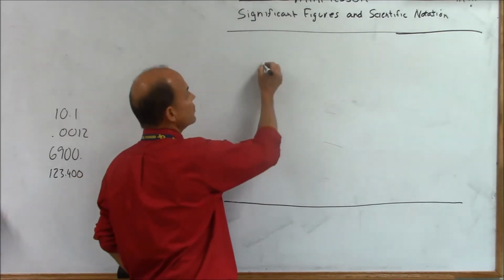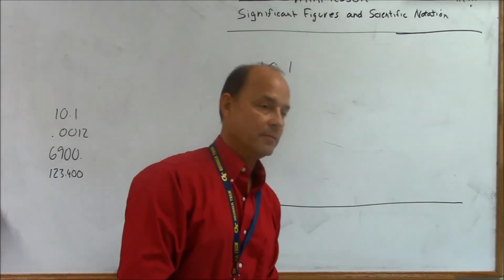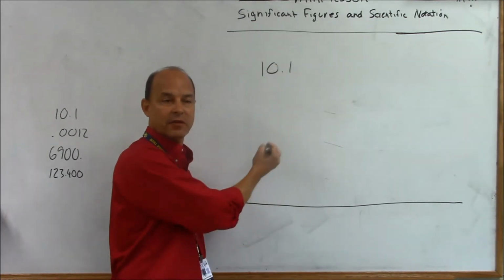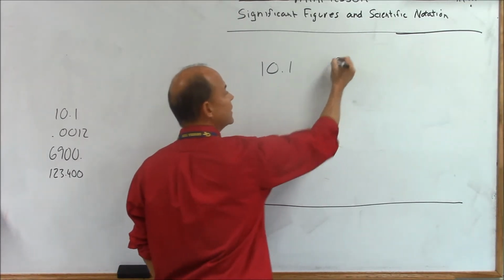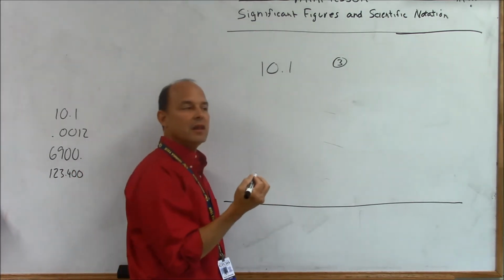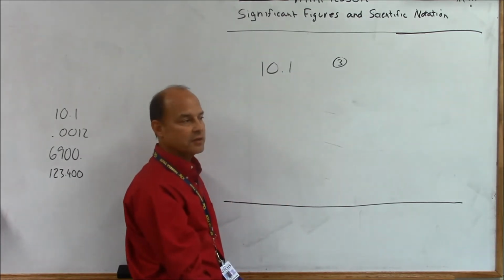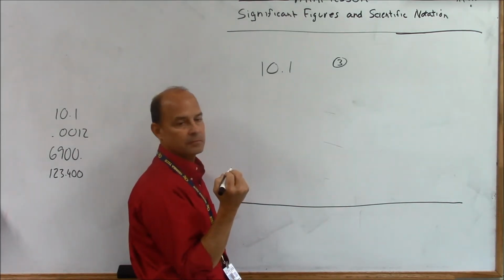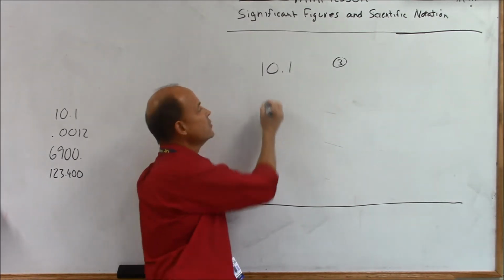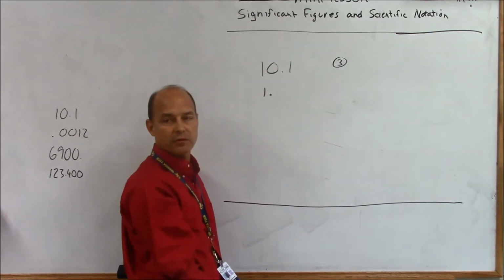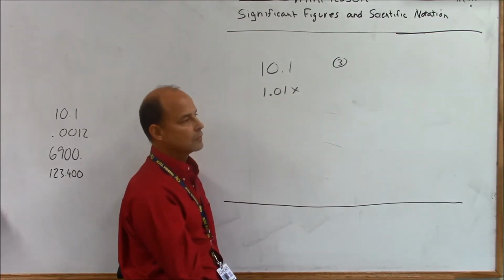The first example, I'm just going to put up a number, say this is a measurement of 10.1. I want you to tell me how many significant figures that is? Go ahead, shout out. 3. Yeah, that's a pretty easy one. Now, let's use our skills in converting into scientific notation. What would this number be in scientific notation? 1.01 times 10 to the 1.